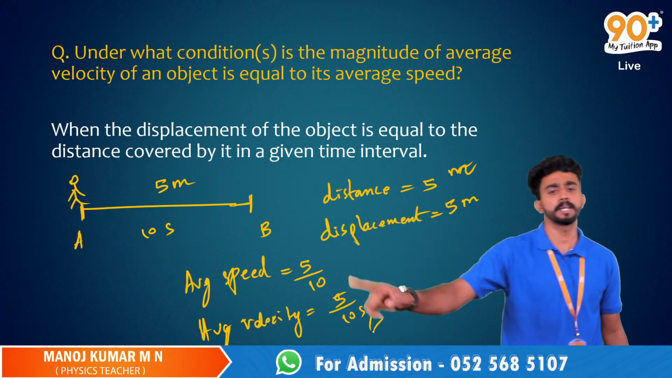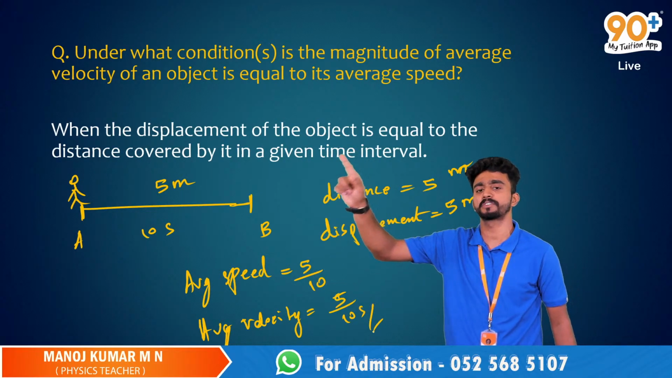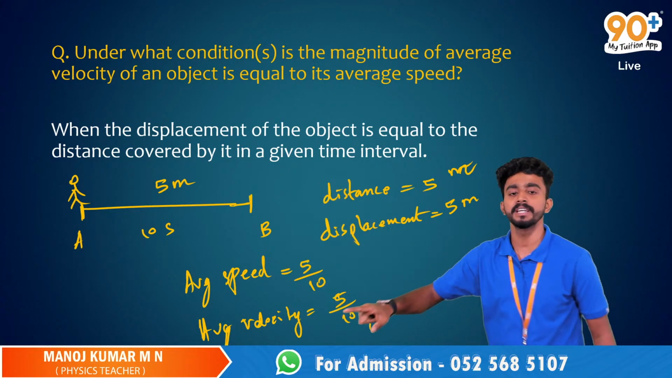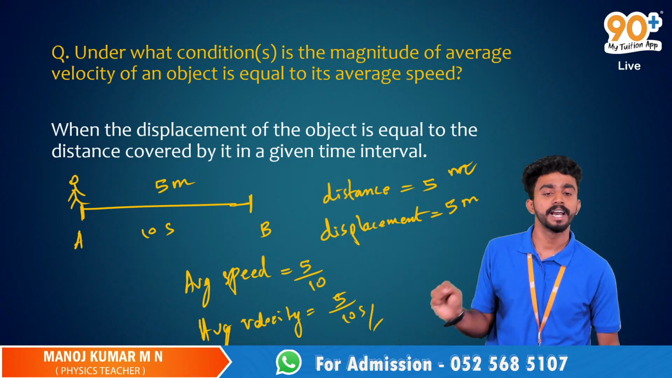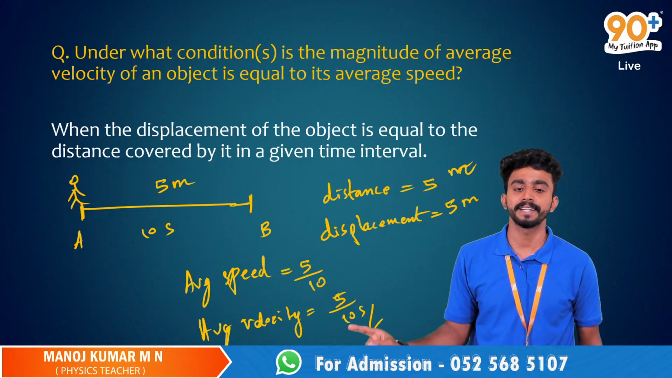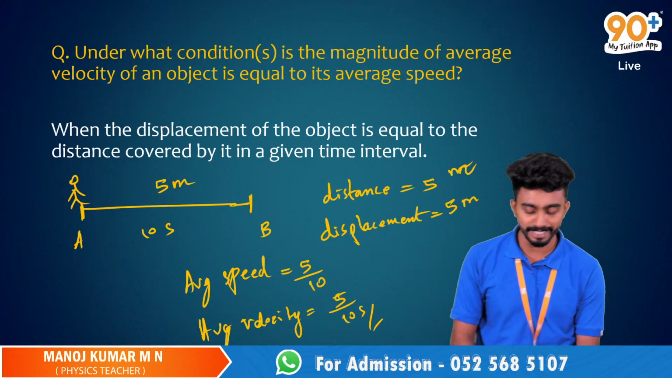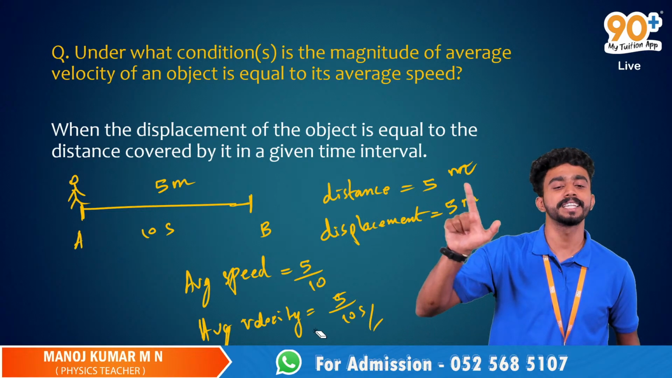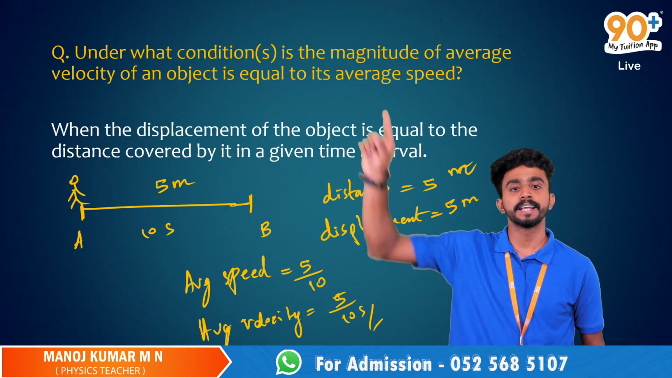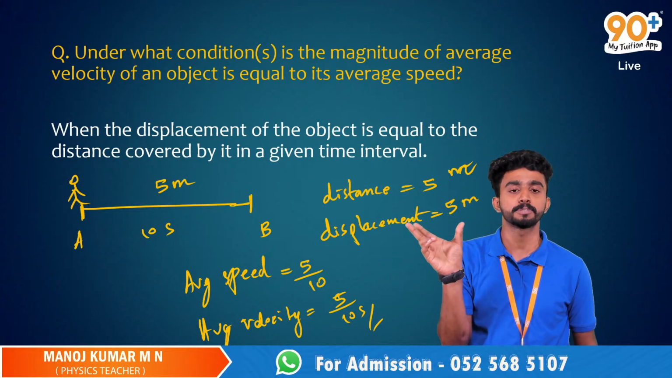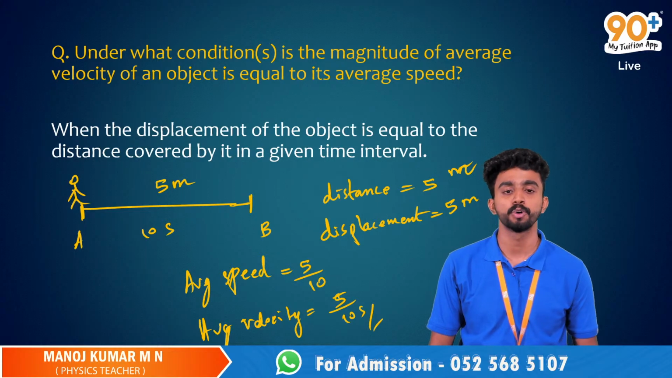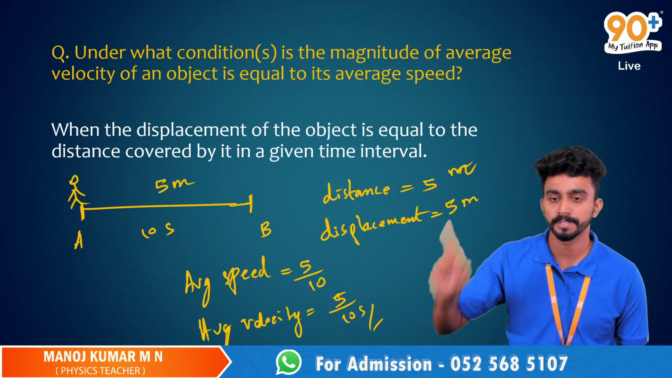Why are we considering displacement by time? Because over here we don't have to measure initial velocity and final velocity, right? So that is why we are considering displacement by time in the case of average velocity as well. So it is 5 by 10 and 5 by 10. So in all these cases, the values are the same. So imagine if the distance value and the displacement value are the same, the measure of average speed and the measure of average velocity can be equal. I hope everyone got the concept.